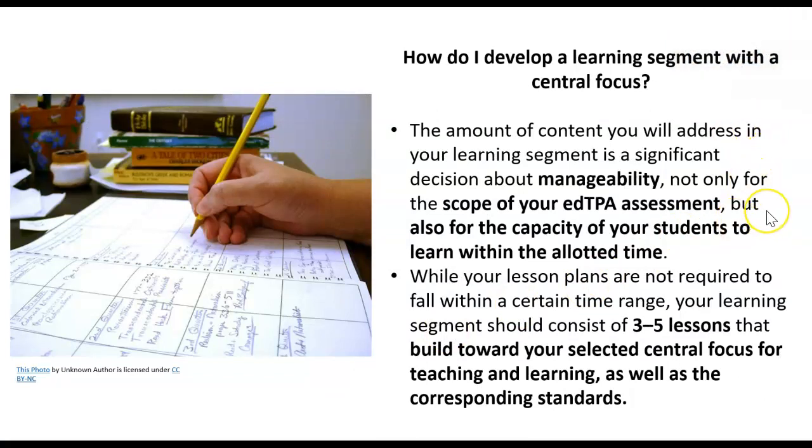The amount of content that you address. This is very important because you want to make sure that it's manageable. You have 3 to 5 lessons, consecutive lessons, lessons that do not occur on the same day. Again, that has to be said.